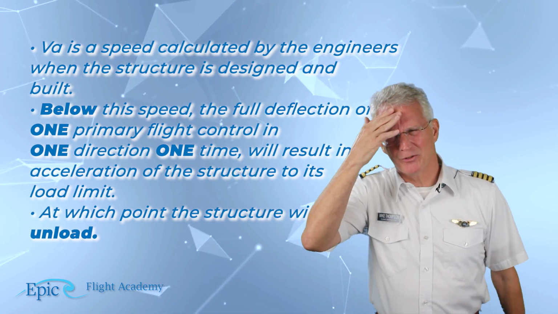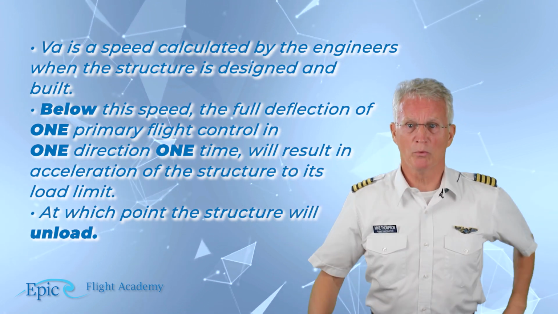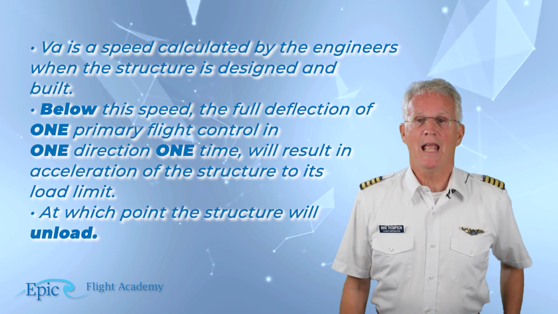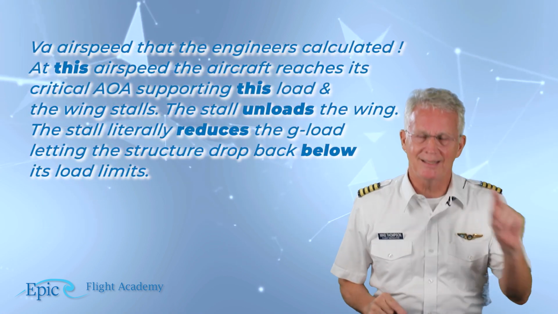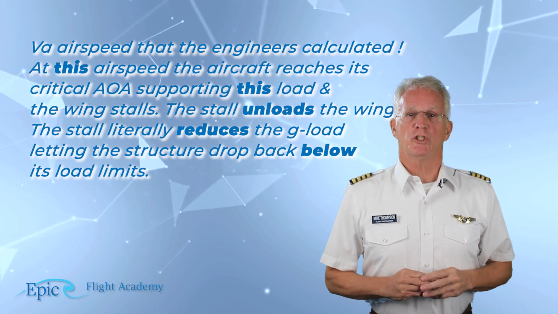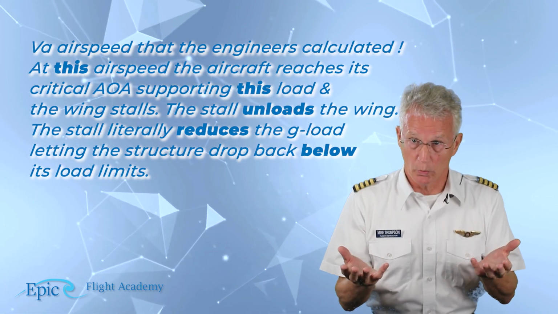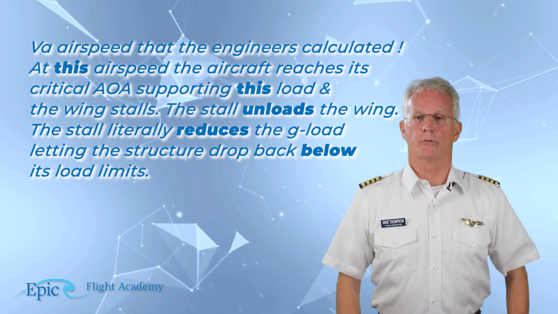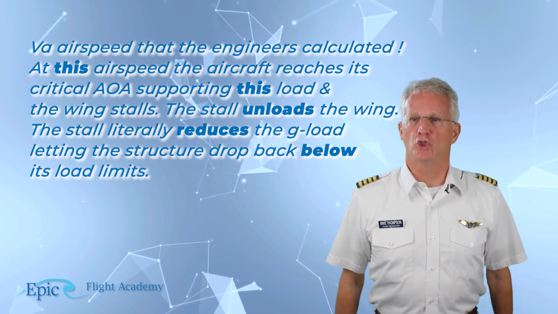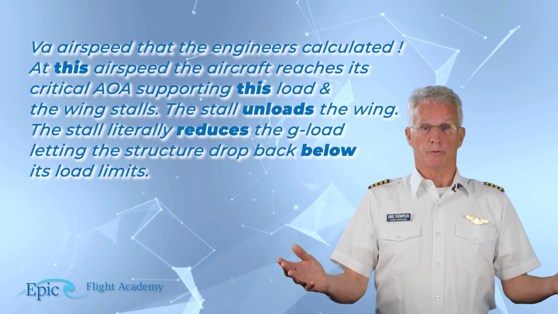Well, now that's interesting. What causes the aircraft to unload? In other words, to not exceed its designed load? The answer is that VA airspeed that the engineers calculated. At this airspeed, the aircraft reaches its critical angle of attack while supporting this load, and the wing stalls. The stall unloads the wing. The stall literally reduces the G load, letting the structure drop back below its load limits.